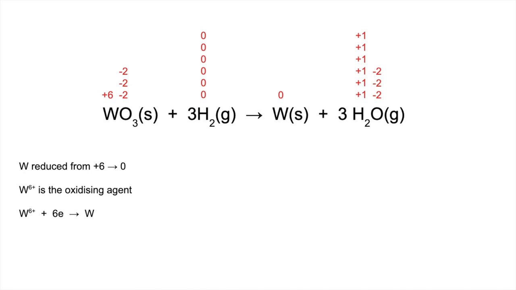the atom. So moving on to the reducing agent, hydrogen has been oxidized from 0 to +1. So hydrogen is the reducing agent, and what's happened is those 3 moles of H2, each of the hydrogen atoms in these 3 moles of H2, they've each lost an electron and become H+ ions. And obviously those 6 electrons are the ones that are being given to the W6+ to become tungsten, the atom.